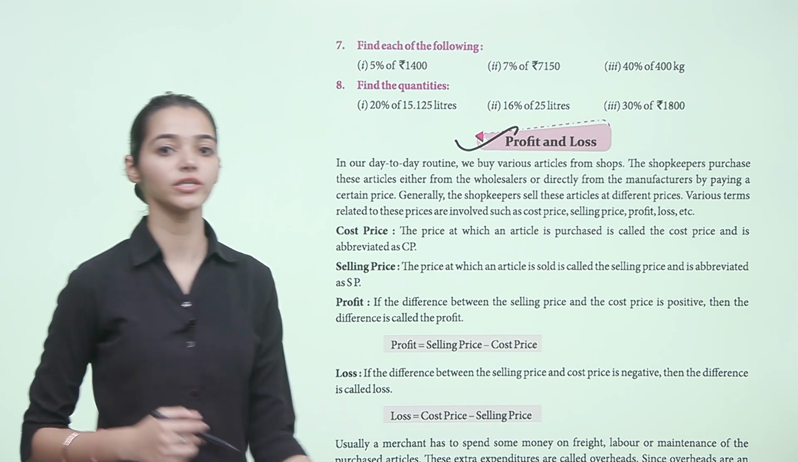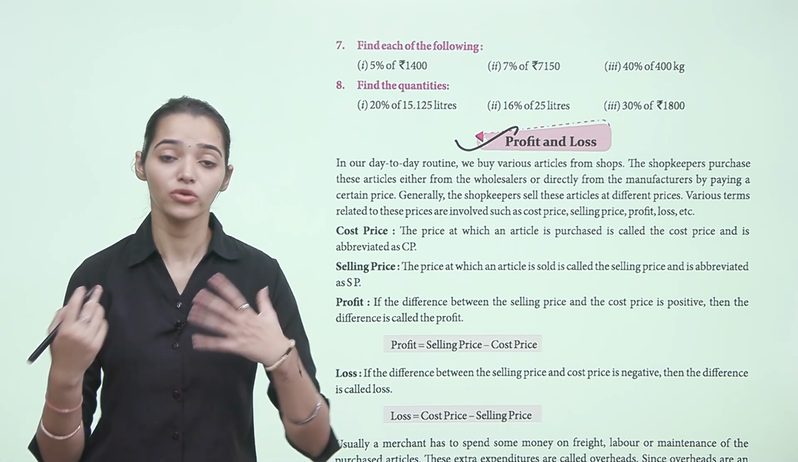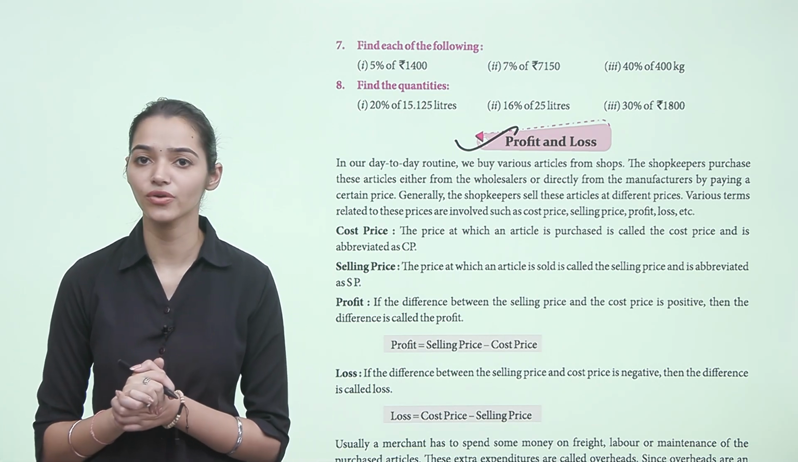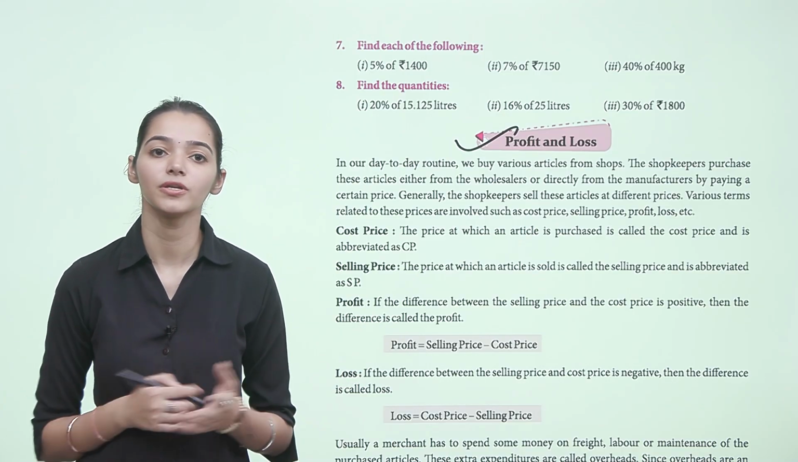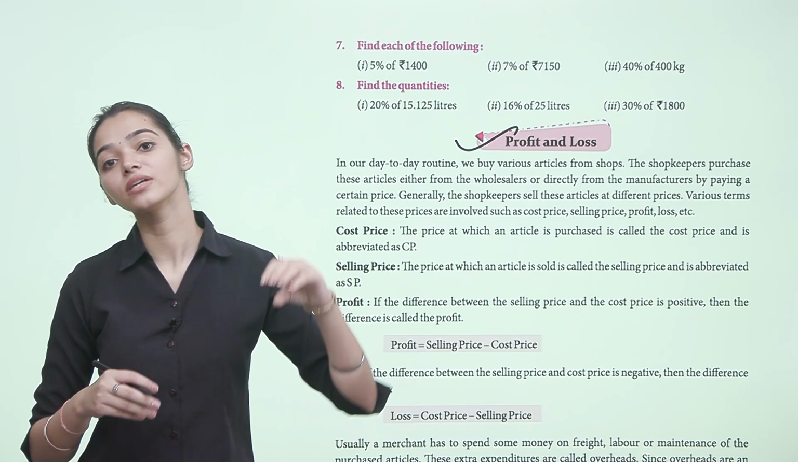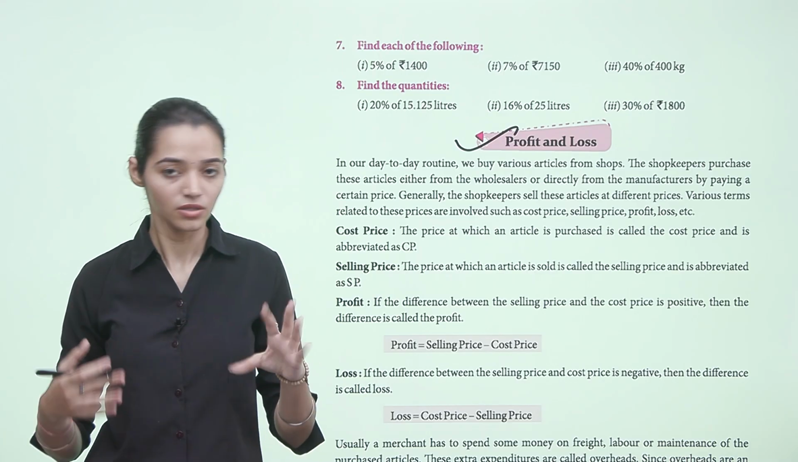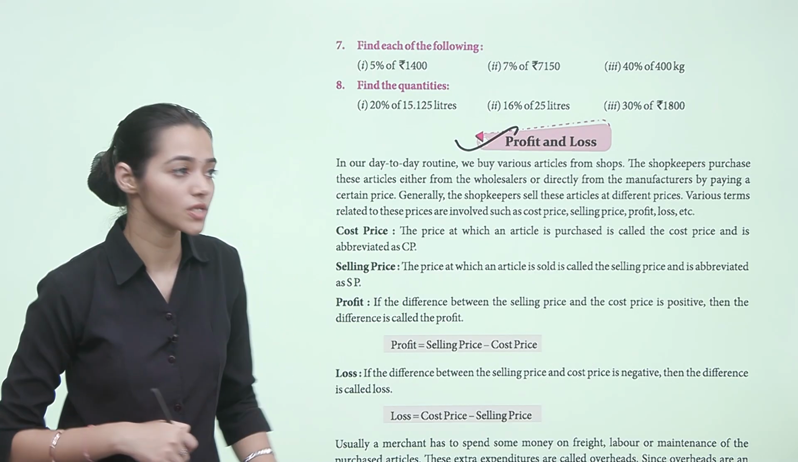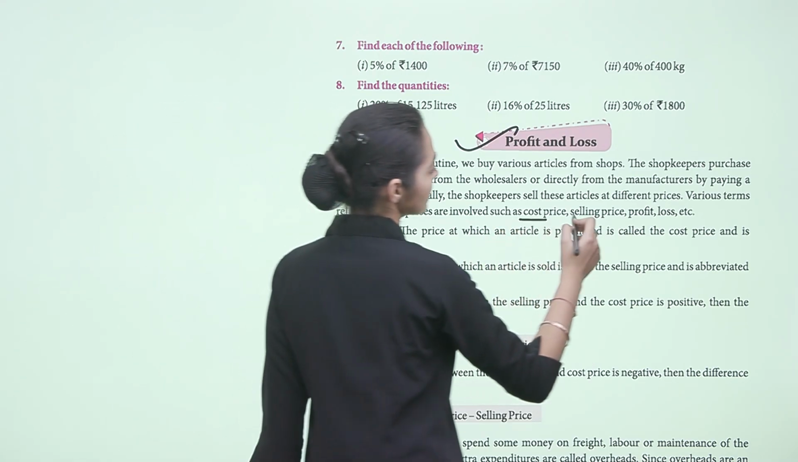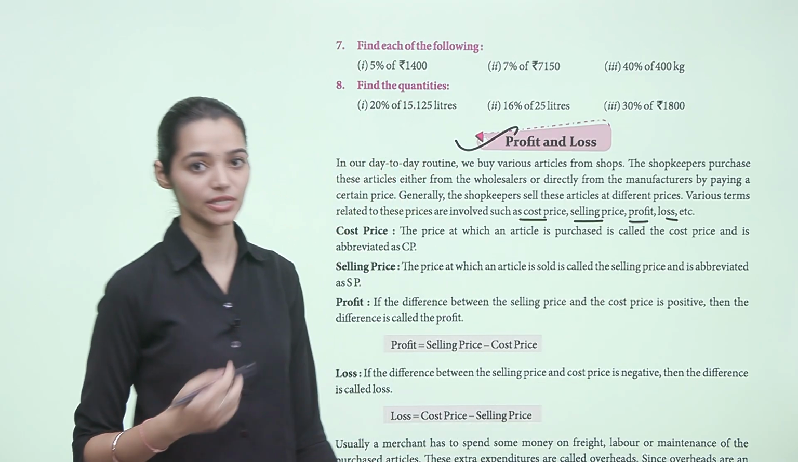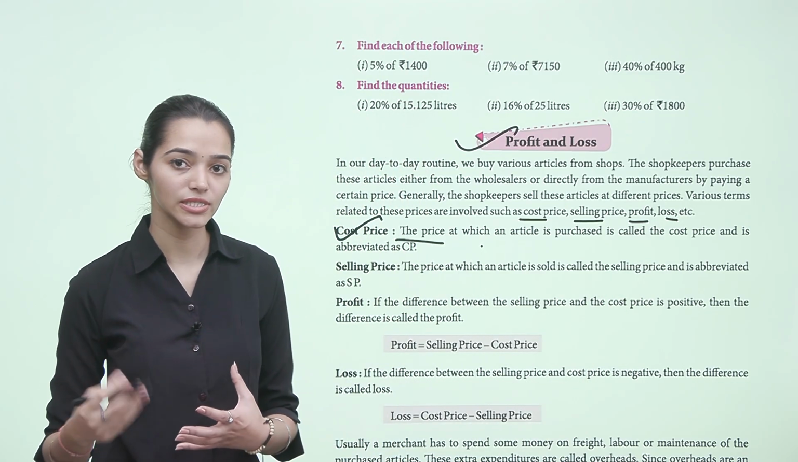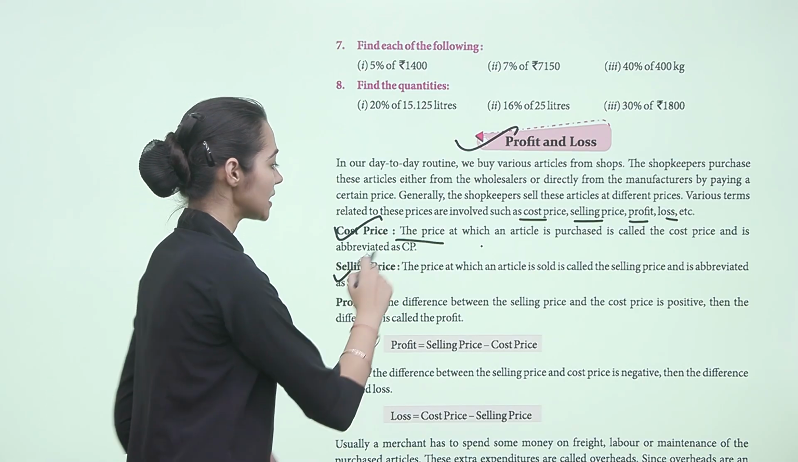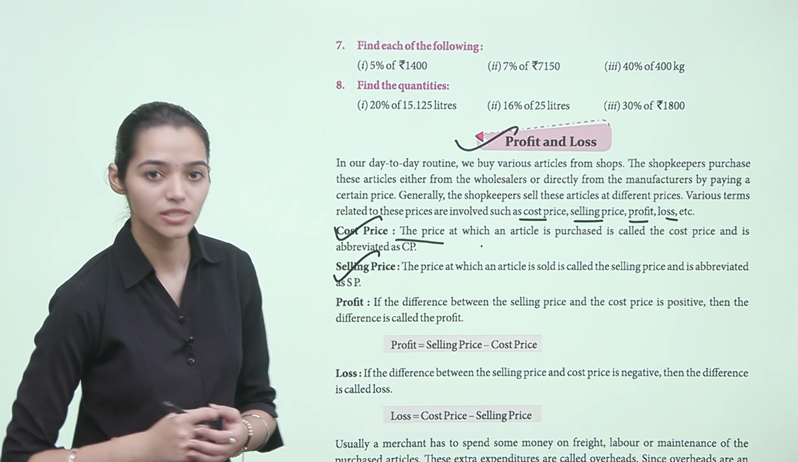Now let's start with profit and loss. In our day-to-day life, we have seen various articles in shops where the shopkeeper purchases articles from the wholesale or directly from the manufacturer by paying a certain price, whether it results in a loss or a profit. Various terms related to these prices are cost price, selling price, profit and loss, etc. Now let's look at the cost price. The price at which an article is purchased is the cost price, and the price at which an article is sold is the selling price.